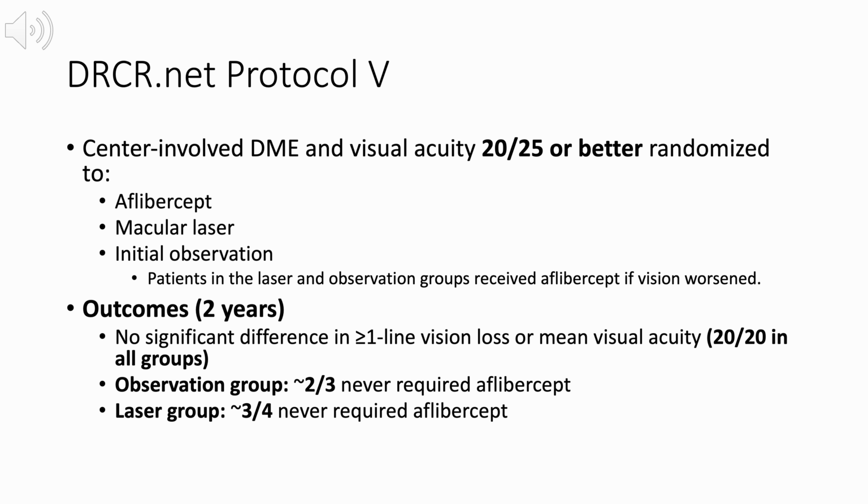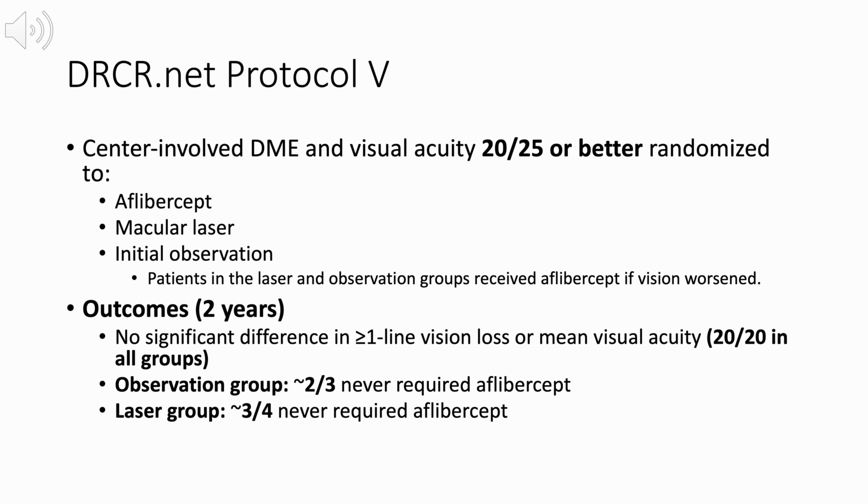We turn now to the trial that justifies the deferral strategy we mentioned earlier, the recommendation that center-involved DME with good visual acuity may be safely observed. DRCR.net Protocol V enrolled patients with center-involved DME and visual acuity of 20/25 or better and randomized them to one of 3 strategies: aflibercept, macular laser, or initial observation. Importantly, patients in both the laser and observation groups received aflibercept if their vision subsequently worsened, so this was a comparison of treatment strategies rather than a comparison of treatment against no treatment.